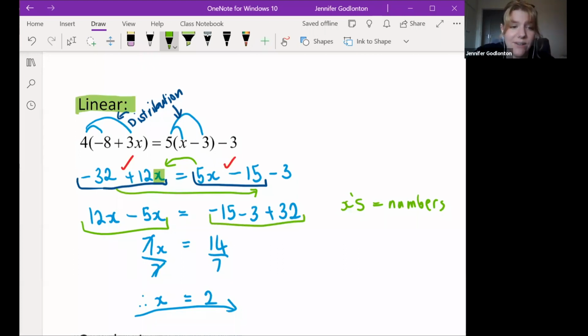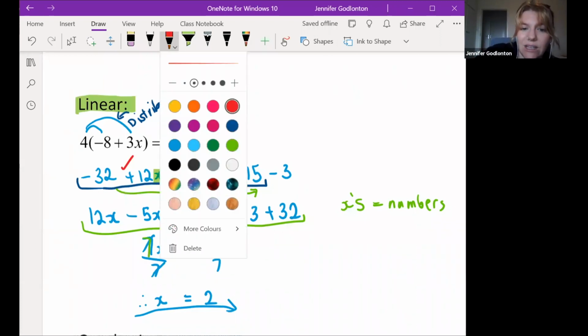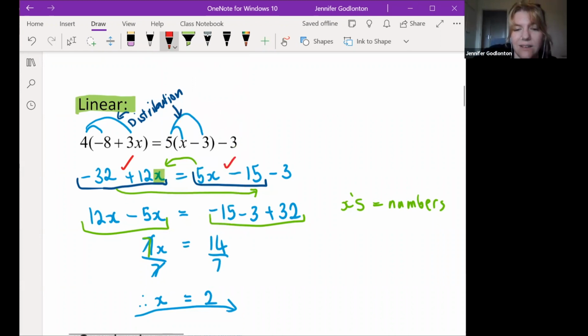Then 12 minus 5 just gave us our 7x, and negative 15 minus 3 plus 32 gave us the 14. We always divide by the coefficient of x on both sides, and that is what gave us our final answer. Okay, so here you would get another step for getting the 7x is equal to 14, and then one last mark for x is equal to 2.